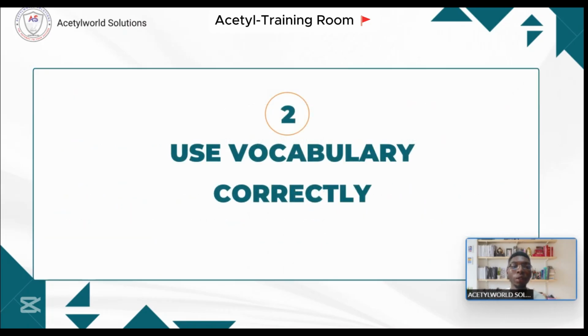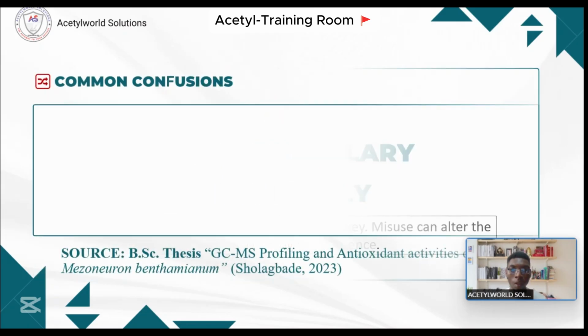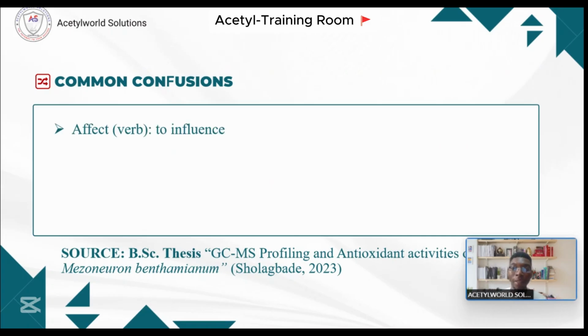Another one is to use vocabulary correctly. Some vocabularies are very close, so in one way or the other, you can confuse one for the other while writing your report. Using the right words in the right context is key. Misusing them can alter the entire meaning of your sentence. Let's take for instance, affect is a verb. It means to influence, to make an impact on something. While effect is the result, talking about the outcome of that impact. So if you mix the two up, you might miss the whole story.